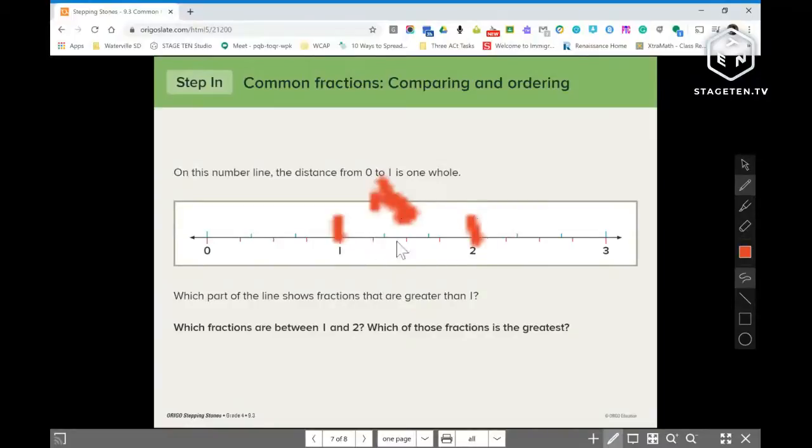Here we have 1 1/4, 1 2/4, 1 3/4. So which of these fractions is greater? Well, obviously 1 3/4 is the greatest fraction that's there.